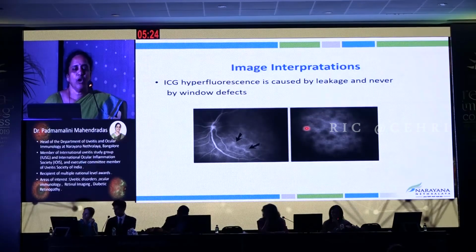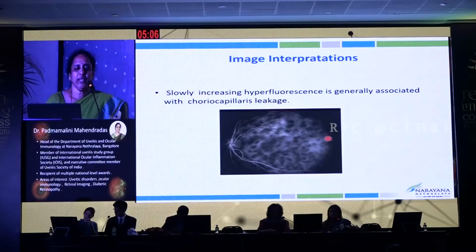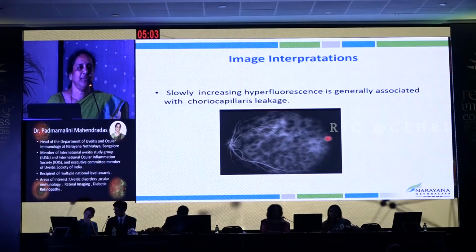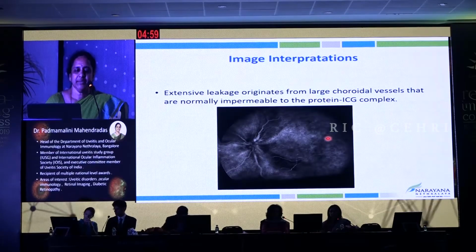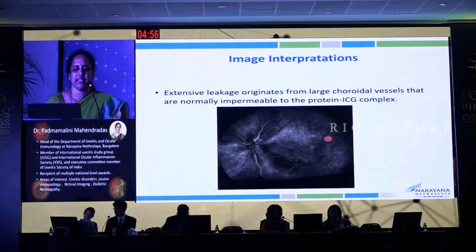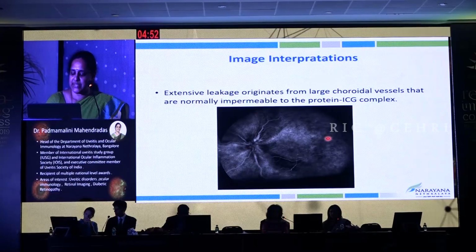In image interpretation, the commonest is hyperfluorescence, which is caused by leakage, never by window defects. RPE window defects are not seen in ICG angiogram. Here we can see the hyperfluorescence coming from the leaking vessels. The next is the hypofluorescence pattern. Slowly increasing hyperfluorescence is usually associated with choriocapillaris leakage, and extensive leakage originating from the large choroidal vessels is due to stromal choroiditis. These are the three common patterns we see.